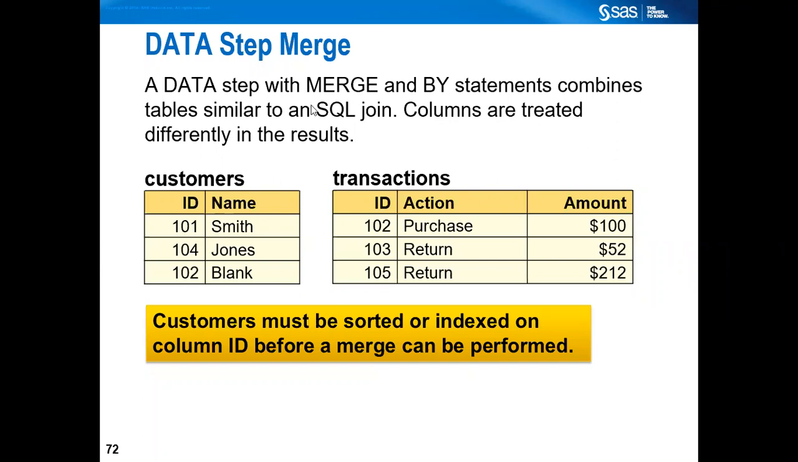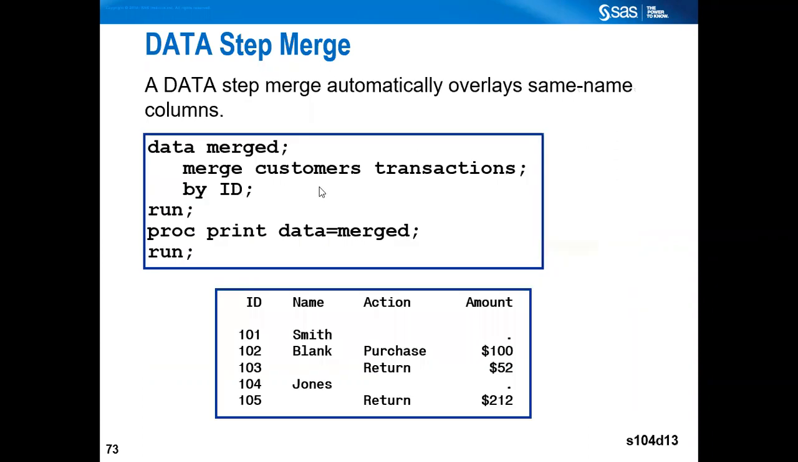Always remember this. Look at here: you have ID, name, and ID, action, amount. This is your customer and transaction. We know this data is sorted on the basis of ID, and that's a prerequisite for data step merge. When you write a data step and you're merging, you're not selecting any common rows. It will simply join the rows, selecting matches and non-matches.